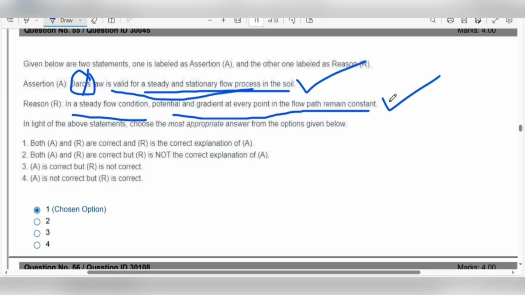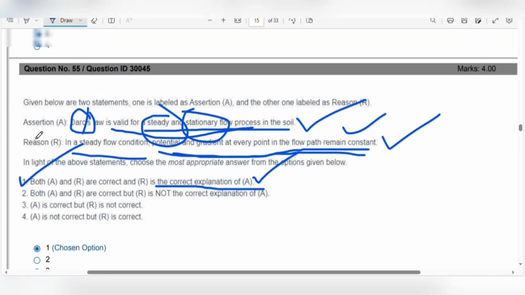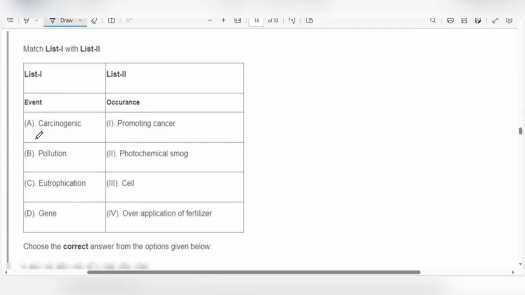And Darcy's law is valid only for steady and stationary flow in the soil, because potential and gradient at every point remains constant. So it is option 1. Both A and R are correct, and R is the correct explanation of A. Right? Alright. Moving on. Another match the following.